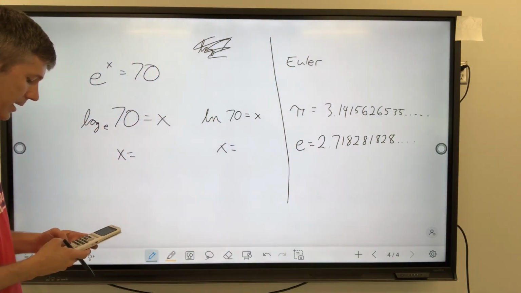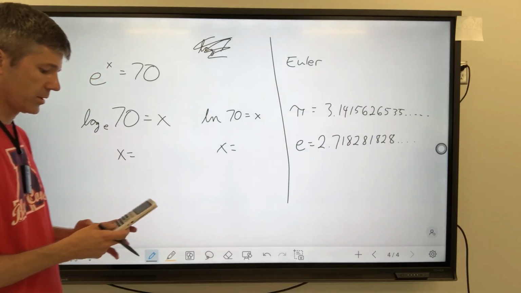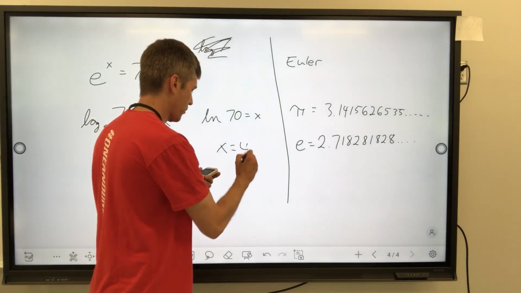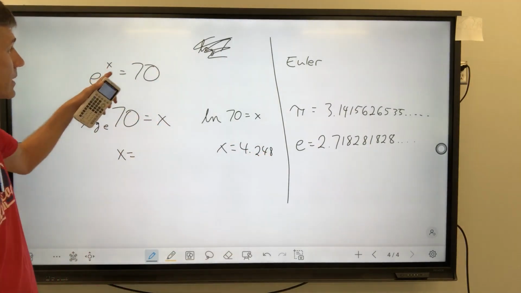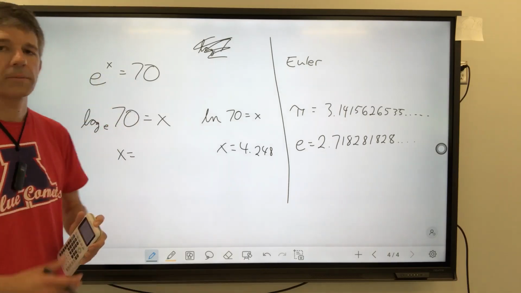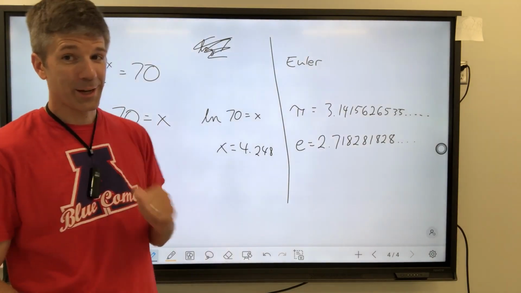So I'm going to type that in, natural log, and if you do this in Desmos, you can just type ln, it knows what to do. And I got 4.248. So e to the 4.248 is, rounded off, approximately 70. All right, video is over unless you want to see where e comes from.